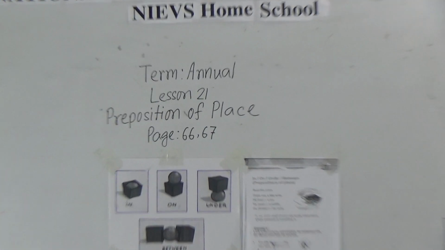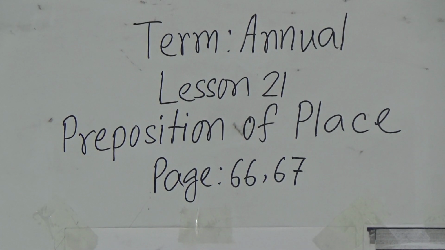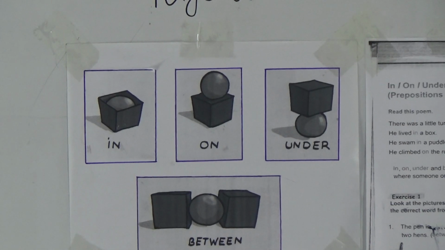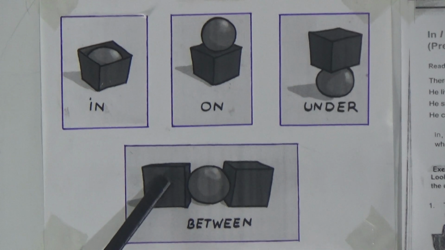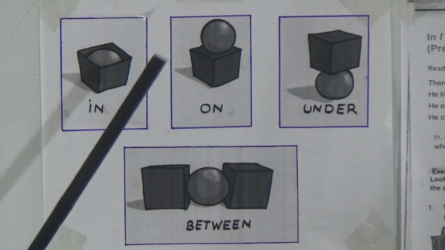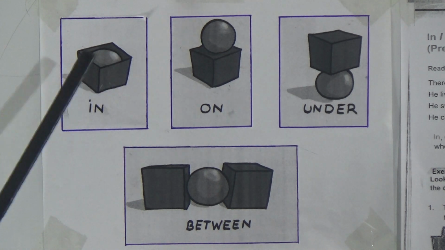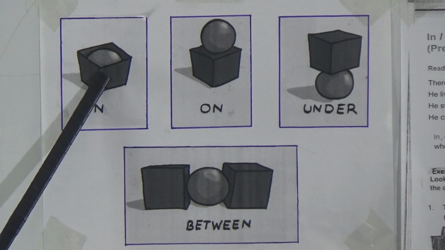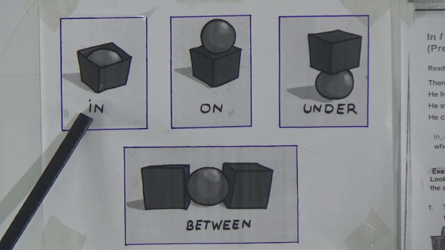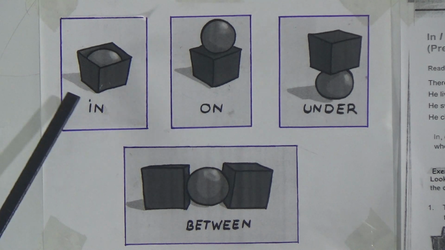Now look, today we will know about the prepositions of place. Prepositions are the words which tell us the place of someone or something. Okay, now look at this picture. Where is the box? There is a box and there is a ball. In the first picture, the ball is inside the box. So we will use in to show the place of the ball. The ball is in the box.